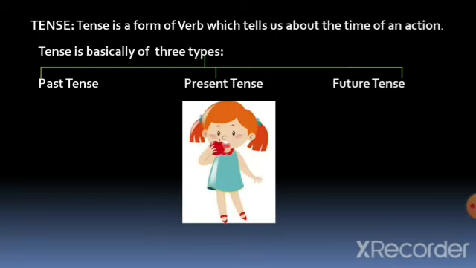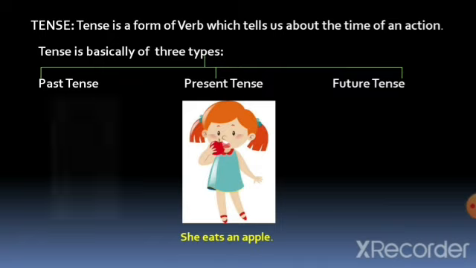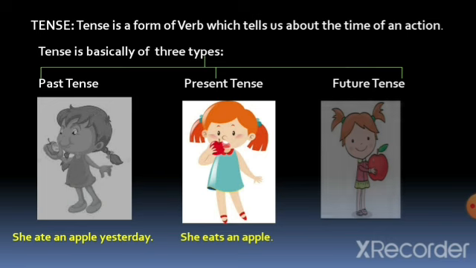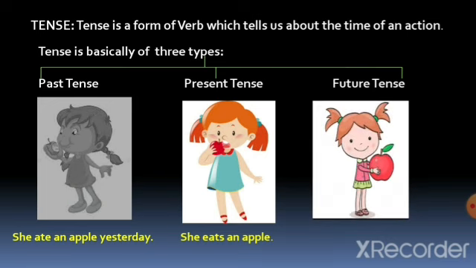Suppose in this picture, a girl eats an apple. It means that an action is done at present. So it's a simple present tense. But she ate an apple yesterday also. This means that she did an action in the past. So this sentence is a past tense. But she will be eating an apple tomorrow also. As this action has not yet happened and it will take place tomorrow, therefore it is a future tense.